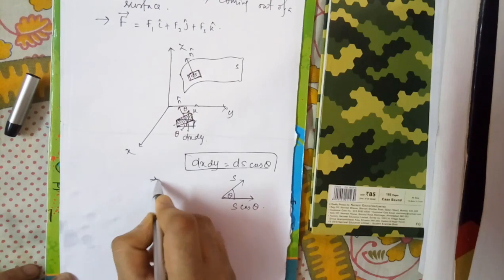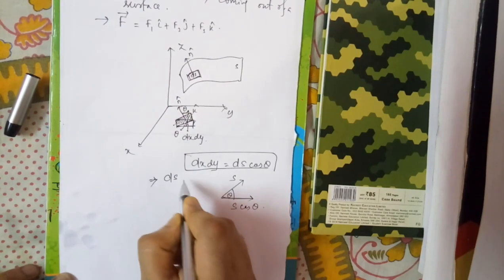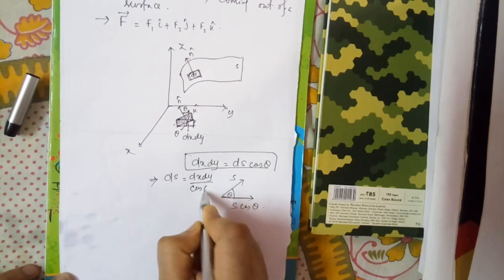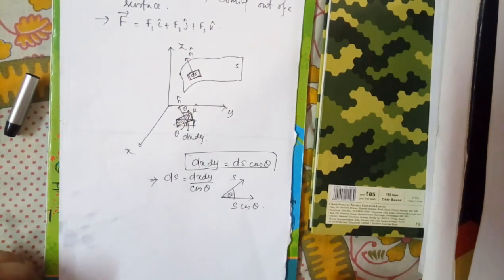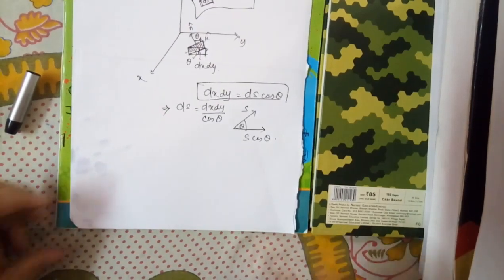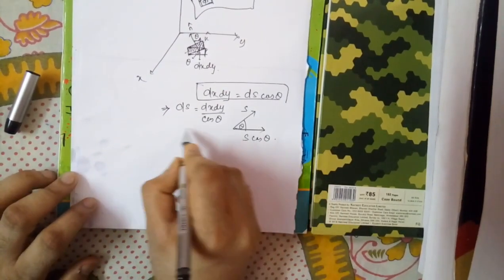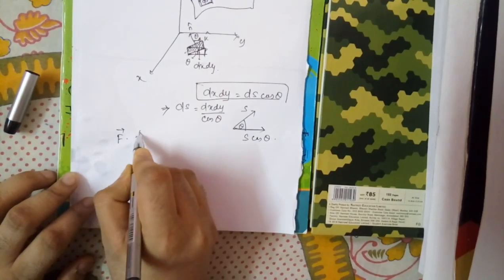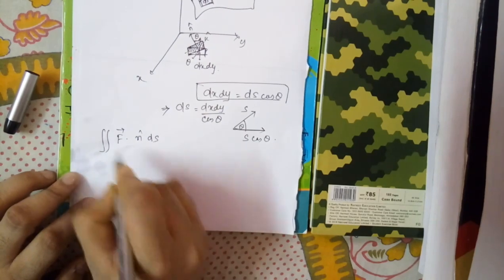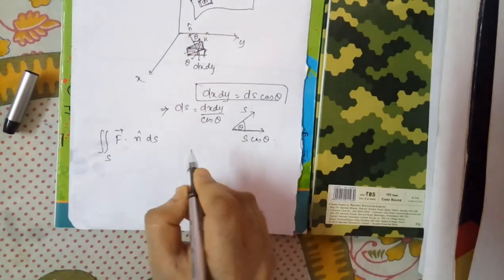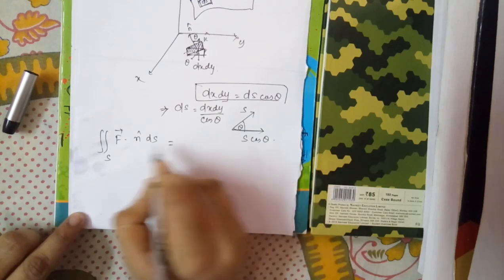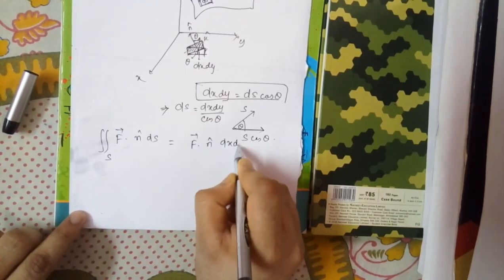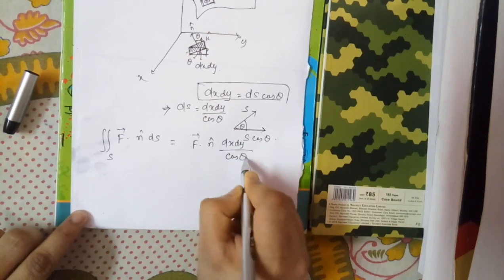So we can write dS equal to dx dy by cos theta. Now let's write the actual expression. The integral of F dot n cap dS over the surface S is equal to the integral of F dot n cap dx dy by cos theta.